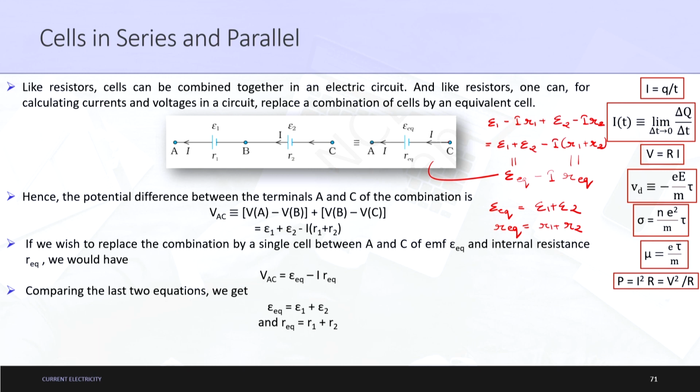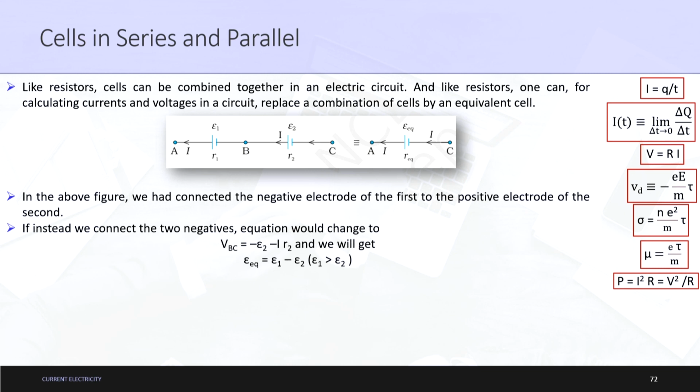So, comparing the last equation, we get that epsilon EQ is equal to epsilon 1 plus epsilon 2, and similarly R equivalent is equal to R1 plus R2. Hence, this is the complete concept of cells in series. Now, let us move on to the parallel concept here.